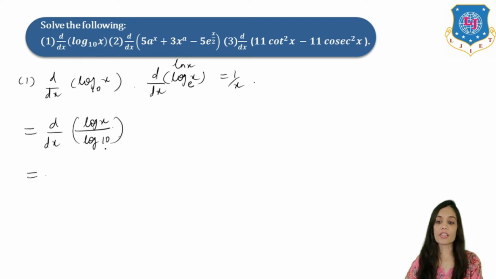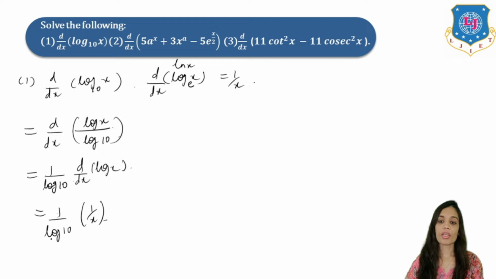So my final answer will be, this is constant, so I can take it out. So 1 upon log 10, and now I have to find the derivative of log x, and that is 1 upon x using the formula. So the answer is 1 upon log 10 into 1 upon x, right?